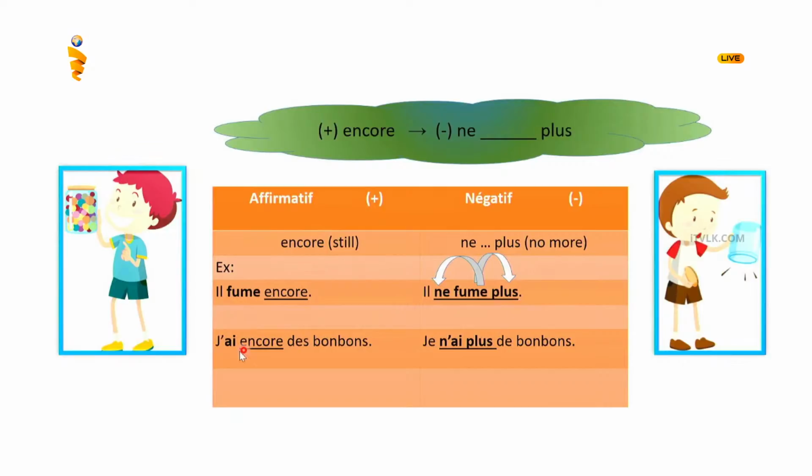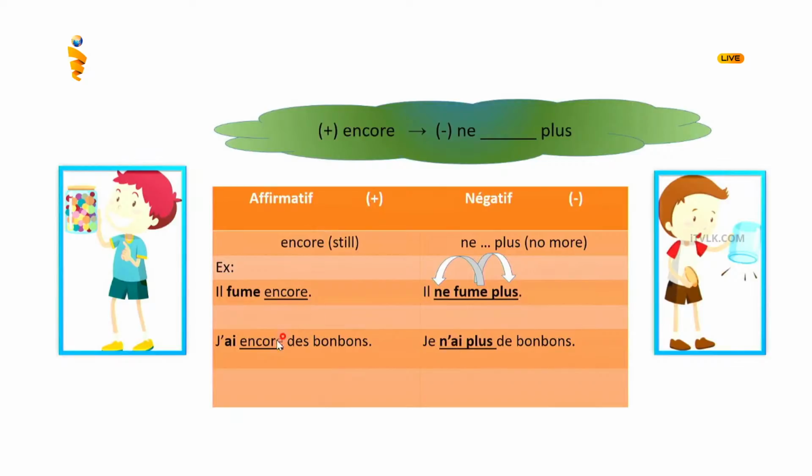Okay. Another example, j'ai encore des bonbons. I still have some sweets. Negation. Can you see here? I don't have any more. No more bonbons. So there, je n'ai plus de bonbons. So there, before and after the conjugated verb, you have ne plus.